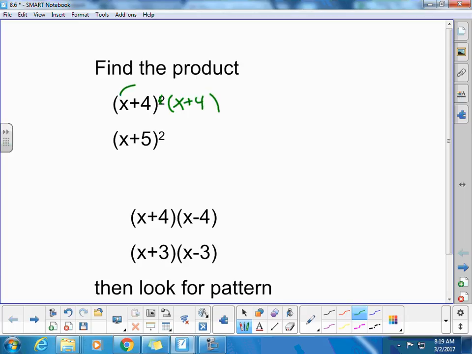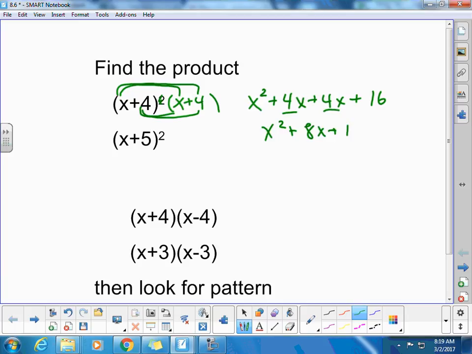And then we FOILed, so first times first, x squared. First, outer, so 4x. Inners. And then last. And then here's my two inners, and we can combine them to get x squared plus 8x plus 16.